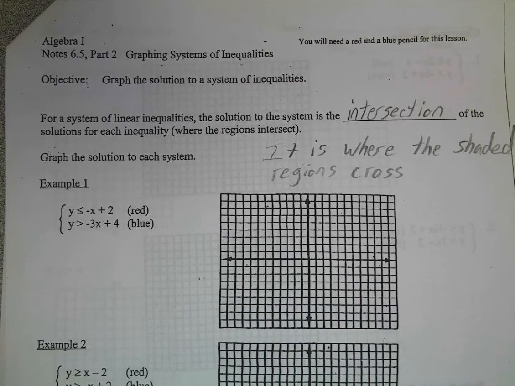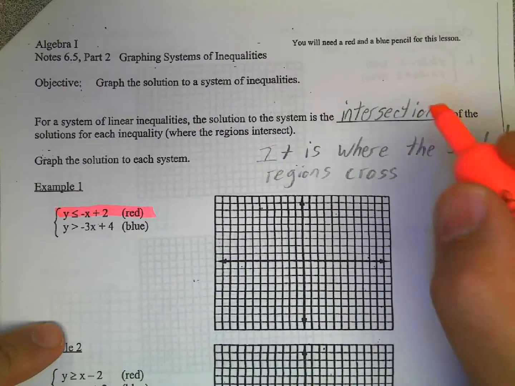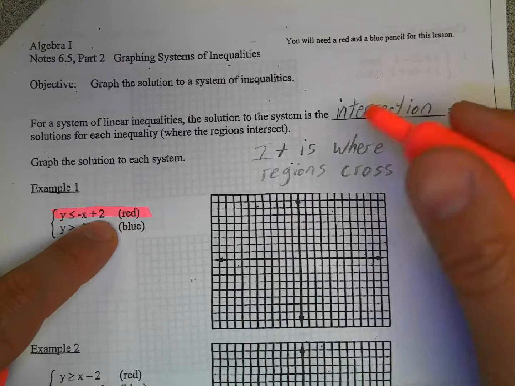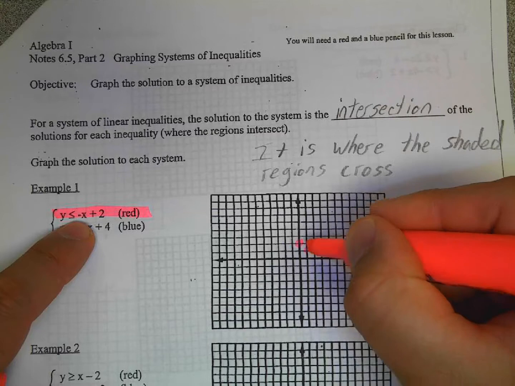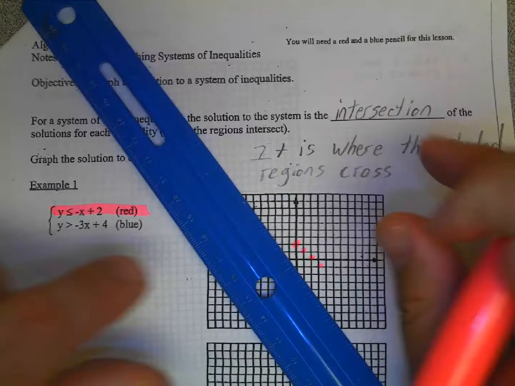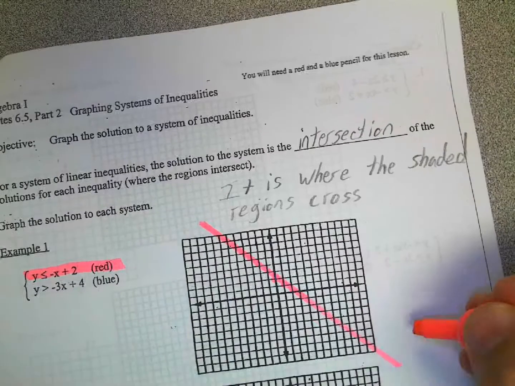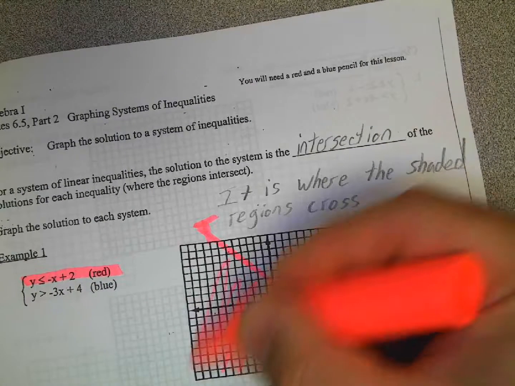Go grab one right now. And maybe even a green highlighter. But let's go ahead and plot our red line first. All right. So if you look here, it's going to be a solid line because I got that equal to on there. I'm going to start at 2. So I'm going to plot 2. I'm going to go down 1 over 1, down 1 over 1, down 1 over 1. And then this is going to be a solid line. All right. So there we go. Solid line. And it's less than, so I'm going to shade below.